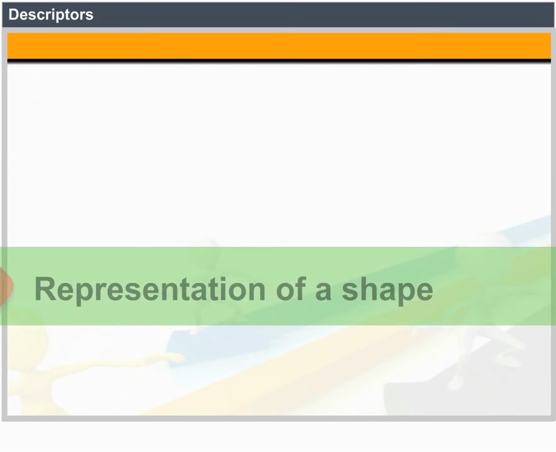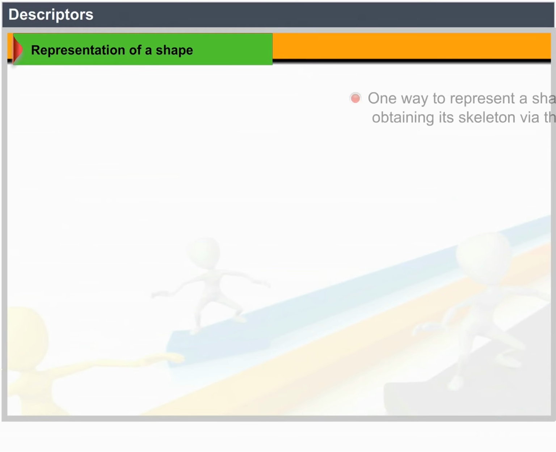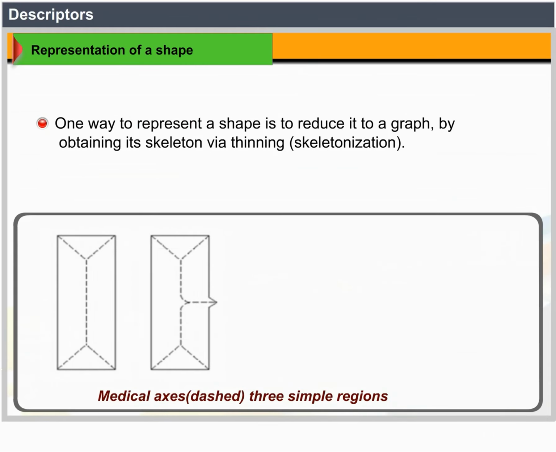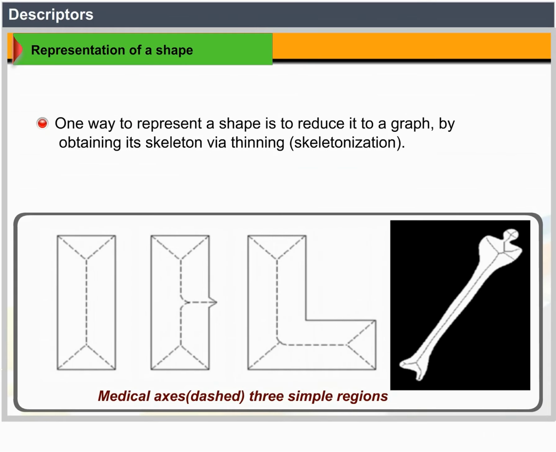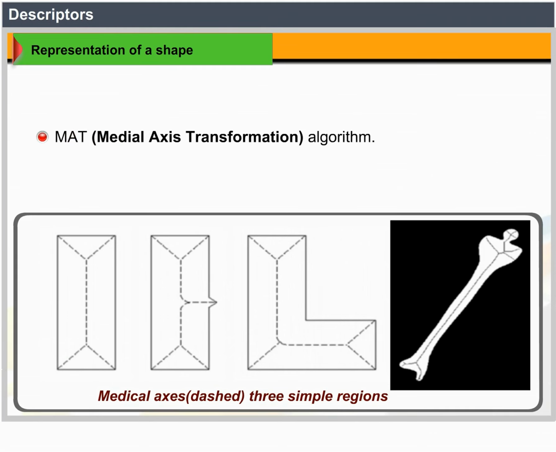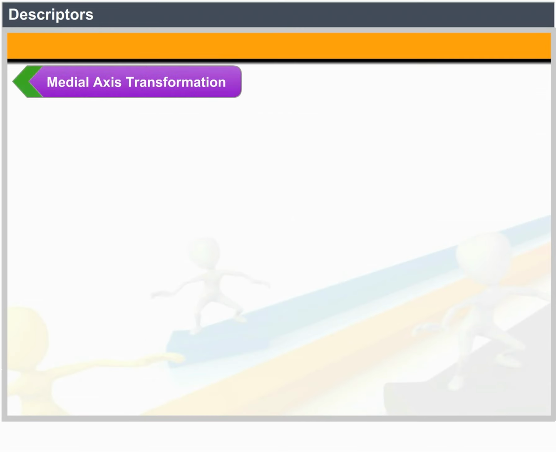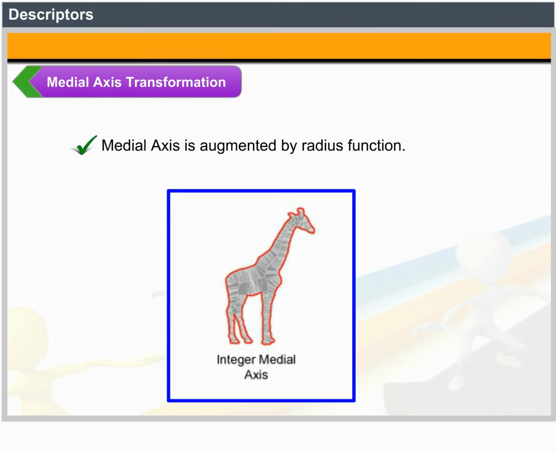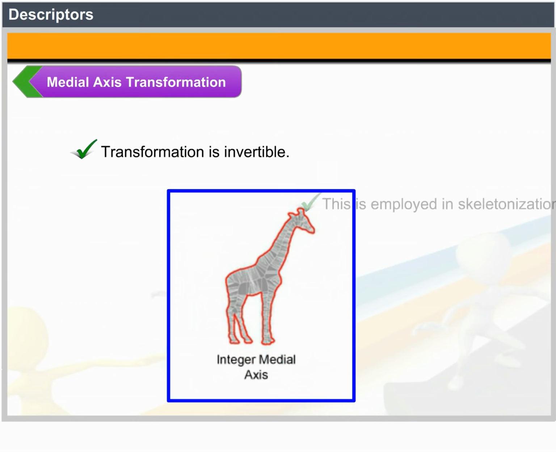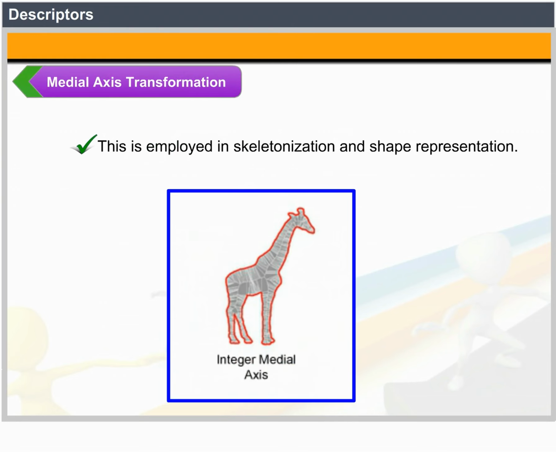Representation of a shape. One way to represent a shape is to reduce it to a graph by obtaining its skeleton via thinning, or skeletonization. MAT, the Medial Axis Transformation algorithm. The MAT is composed of all the points which have more than one closest boundary point. Medial axis transformation: the medial axis augmented by the radius function. The transformation is invertible. It is used in skeletonization and shape representation.